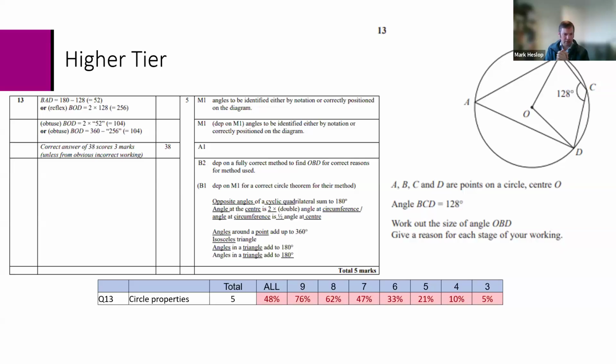Is tan rad acceptable? I'm not entirely sure what you mean there, Rob. I don't think it would be, just because I'm not sure what that means. I don't think the examiners would know what that means either.